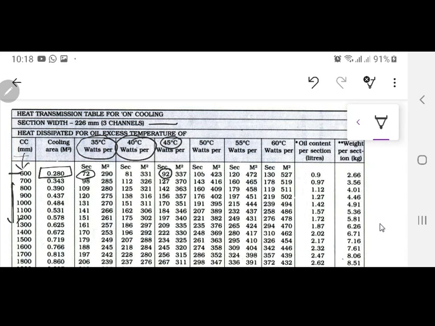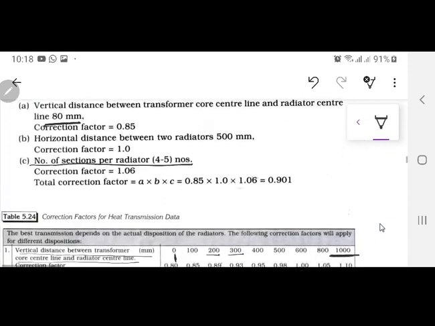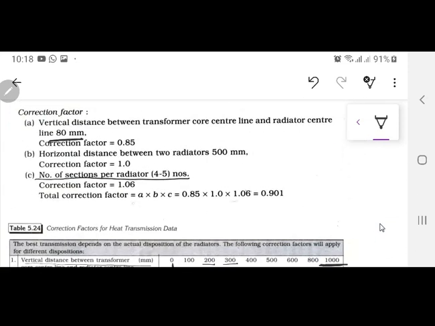Corresponding to that temperature, we will find out, okay, what is that. Supposingly, I have taken something 800 mm. So 800 mm with 40, this comes out to be 125 watts. Now this 125 is going to be multiplied by the multiplication of all these 3 correction factors.